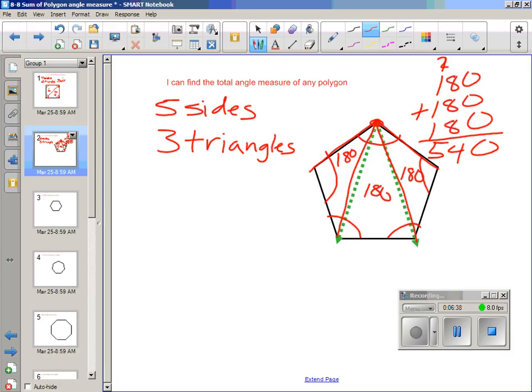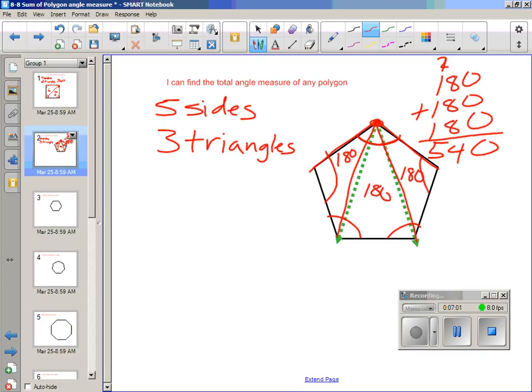540. So that means, now keep in mind, to get this angle right here, we have to take this angle from this triangle, plus this angle from that triangle, and that angle from that triangle to get all of it. Okay? Everybody see how we can use these triangles to determine what the total angle measure is?